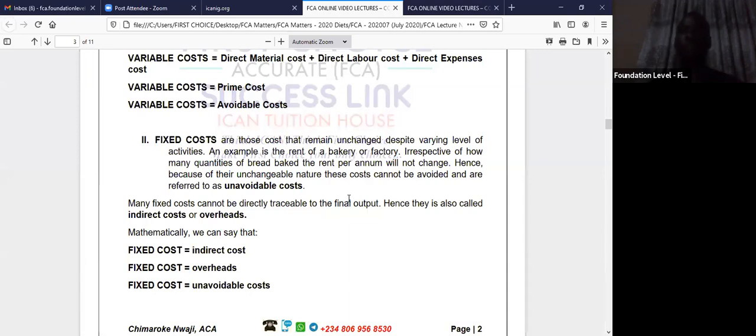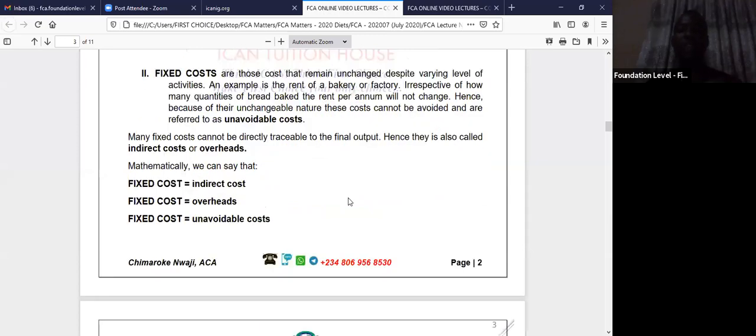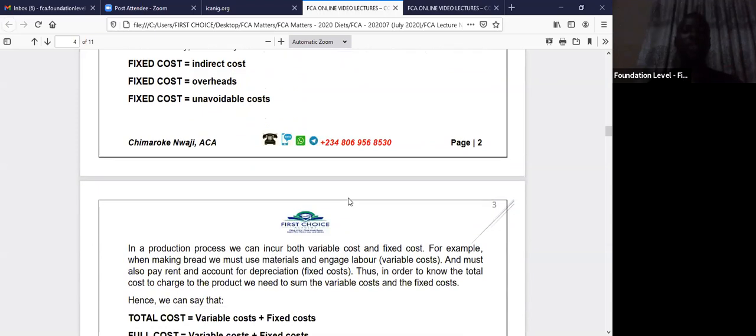So you see, we have two types of costs. One of them is product specific: product costs, direct costs. They are traceable to the products. The ones that are not traceable to the product, we call them period costs. They are traceable to the period in which the cost is incurred. Fixed cost behaves very much like period costs.